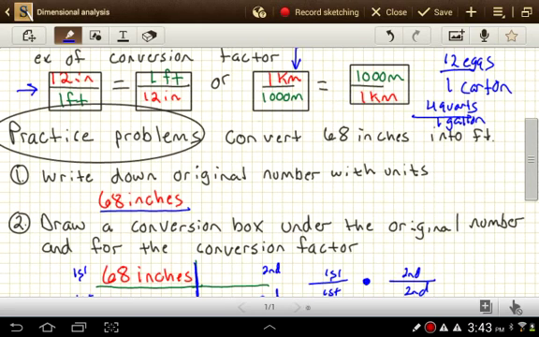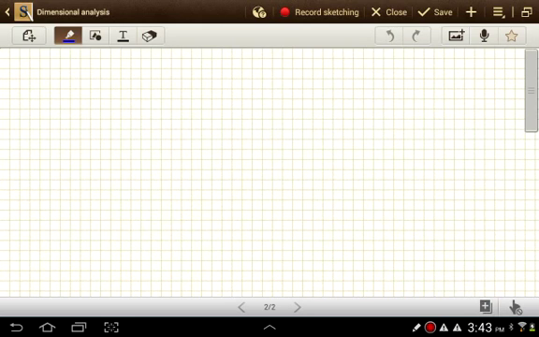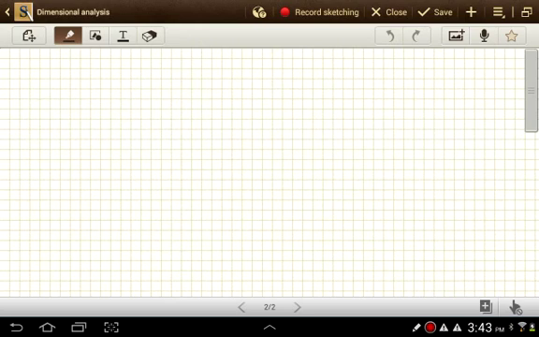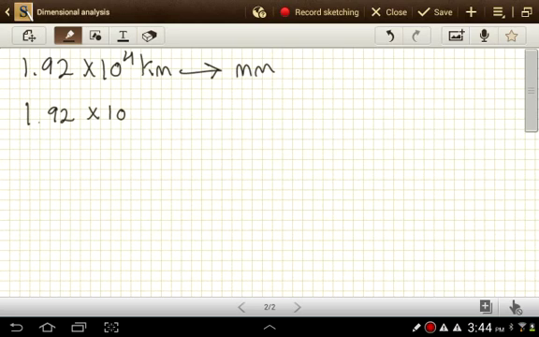We have another sample problem we're going to try over here. Let's say I want to convert 1.92 times 10 to the 4th kilometers, and I want to convert that into millimeters. Well, here's what I need to know then. As the rule states, the first thing I need to do is write down my original number with units: 1.92 times 10 to the 4th km.